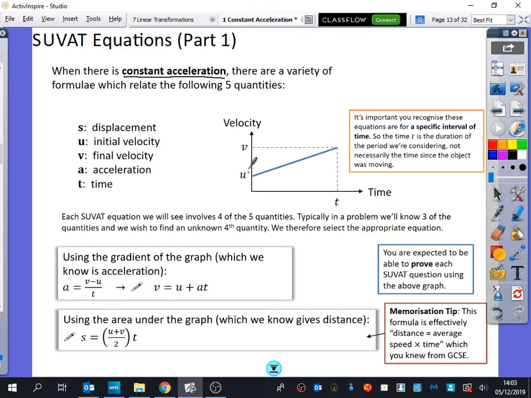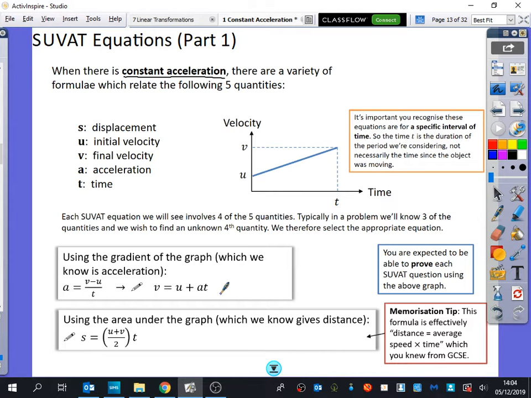In other words, how the velocity has changed, v minus u, divided by the change in x, which is the amount of time. So we get v minus u over t, which tells us the first SUVAT formula. When we rearrange this, if you multiply by t and then add on u, you get v equals u plus at. That's the first SUVAT formula that will be used quite commonly, okay?